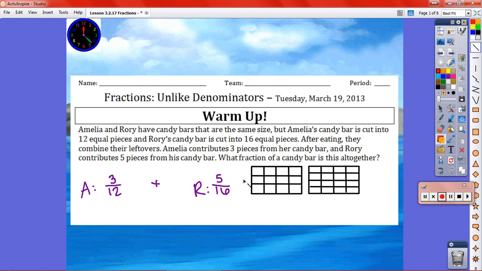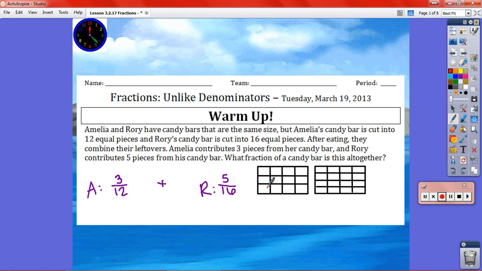So, Amelia has 3 pieces. 1, 2, 3. And Rory has 5 pieces. 1, 2, 3, 4, and 5. So I need to add them together, but they're different sizes. These are much thicker than these. These are skinnier.